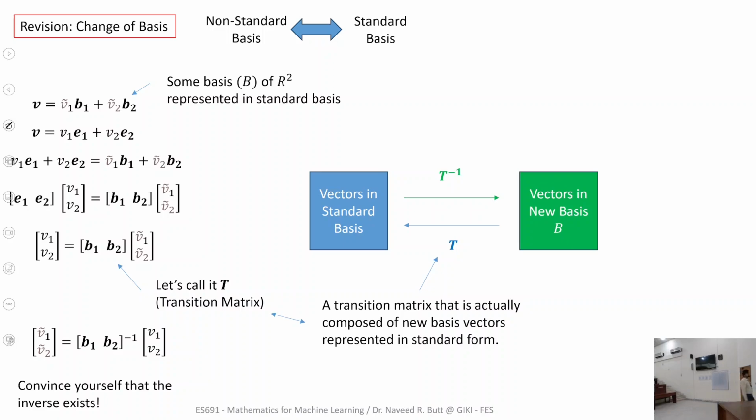We find that if I want to go between standard basis and non-standard basis or some other basis, if this is t, this is t inverse. आप ये भी कर सकते हैं कि आप पहले इसको t कह दें और इसको t inverse करें, कोई फर्क नहीं पड़ेगा. वो समझ आ रही है? You can solve them in different ways. So what is the transition matrix based on? Is it's composed of, again, it's composed of the new basis vectors represented in standard form.